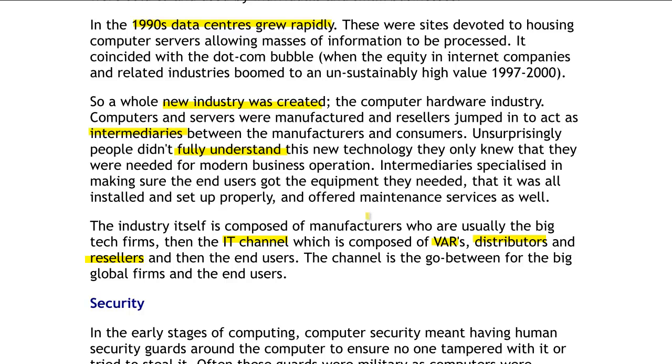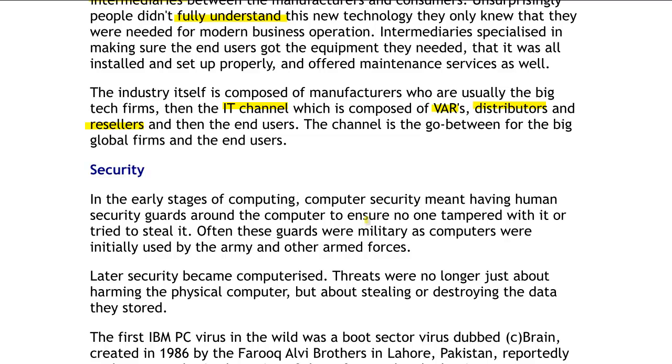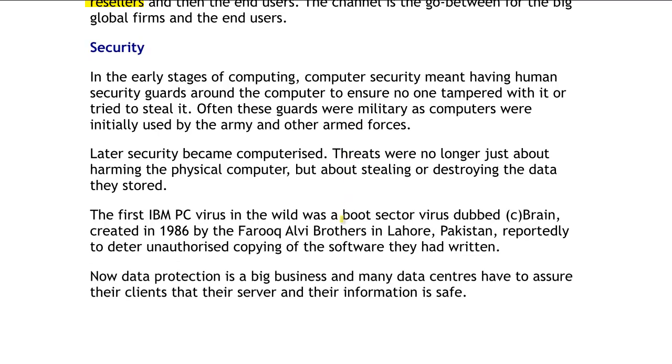So let's move on to security. In the early stages of the IT industry, security literally meant having guards around the technology to make sure that no one could tamper with it, damage it, or access the information that was on it. Since then, things have become a bit more complex. We now have PC viruses and things like cyber terrorism. And this is when people remotely access information or remotely damage computers and their operating systems.